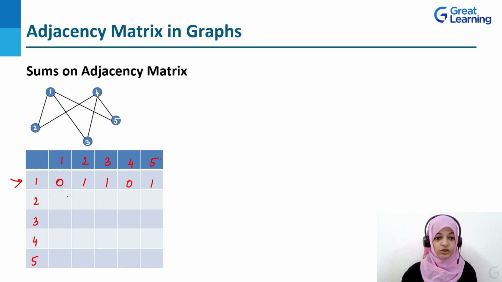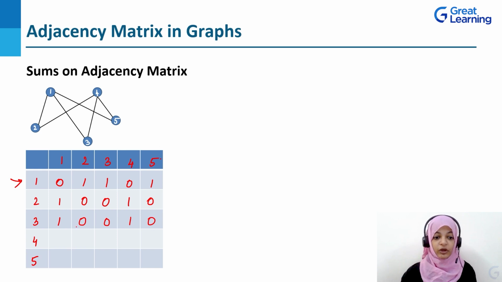Similarly, vertex 2 has an edge with 1, vertex 2 has no edges with itself, vertex 2 has no edges with vertex 3, vertex 2 has one edge with vertex 4, and vertex 2 has no edges with vertex 5. Next, let's look at vertex 3. Vertex 3 has one edge with vertex 1, 0 edges with vertex 2, 0 edges with itself, one edge with vertex 4, and 0 edges with vertex 5.